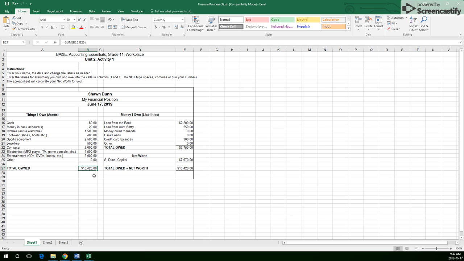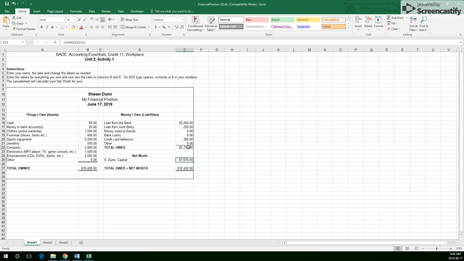Total of what I own, 10,420. And so then the difference is here, watch it, it's 7,670. That's what the computer is calculating for me. Let me show you how that is calculated. So I'm going to delete that, type equals, and take the value of the things that I own, which is my assets, minus the value of the liabilities, and I hit enter. So you get the same number, 7,670.